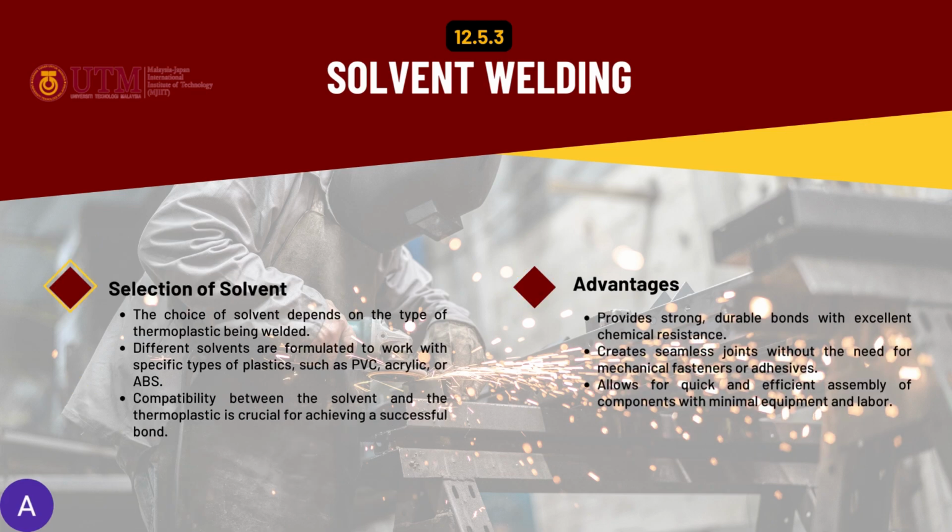Okay, now the selection of solvent. So the first one is the choice of solvent depends on the type of thermoplastic. Different solvents are formulated to work with specific types of plastic such as PVC or ABS. And the compatibility between the solvent and the thermoplastic is crucial for achieving a successful bond.